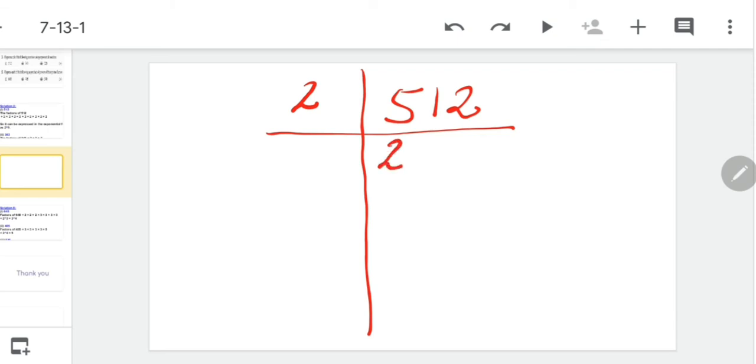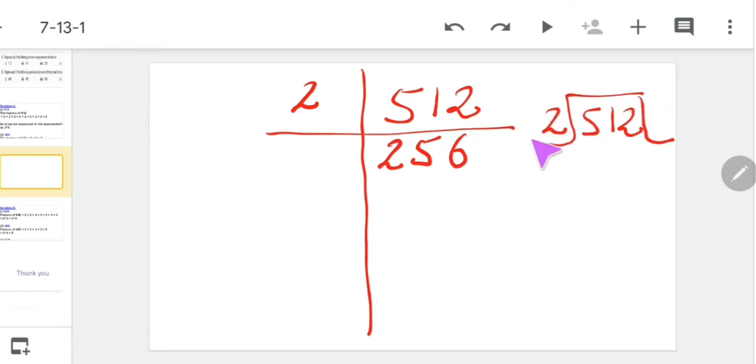So you can see here, that is 2. 2 into 2 will give us 4. I hope you all are clear on how I am doing it. You just have to divide this number by 2. So our answer will be 256. Okay, you can see.